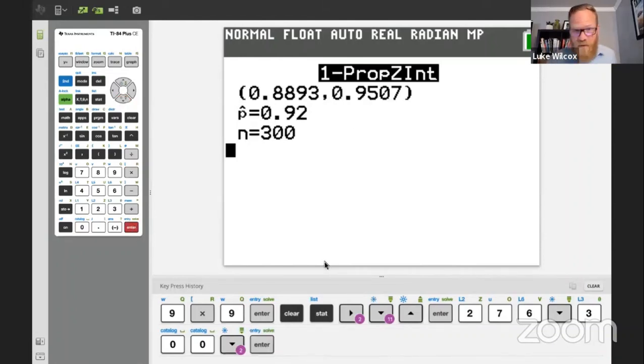And sure enough, the interval that the calculator is giving us here is exactly the one that we got by doing it by hand, within rounding. So we had 0.889 to 0.951. That's a great way to check your work there. Now, that takes care of the one sample confidence intervals for a proportion.